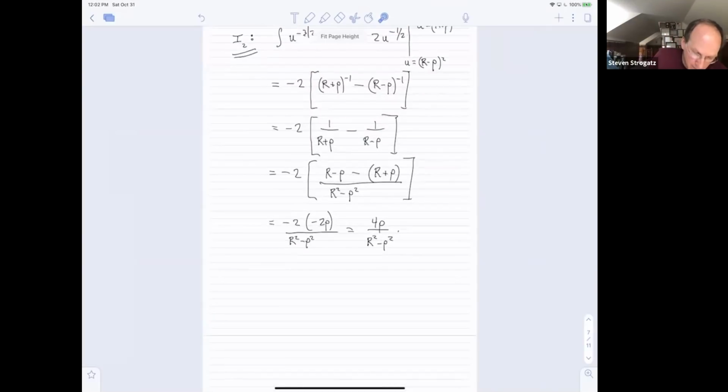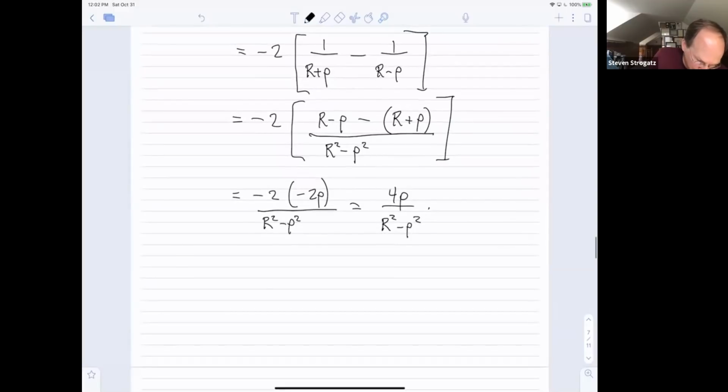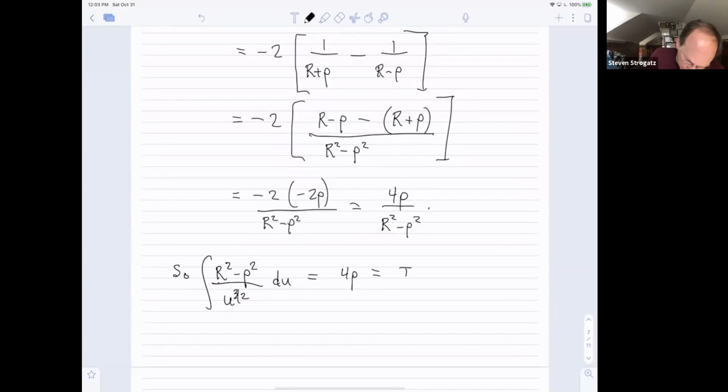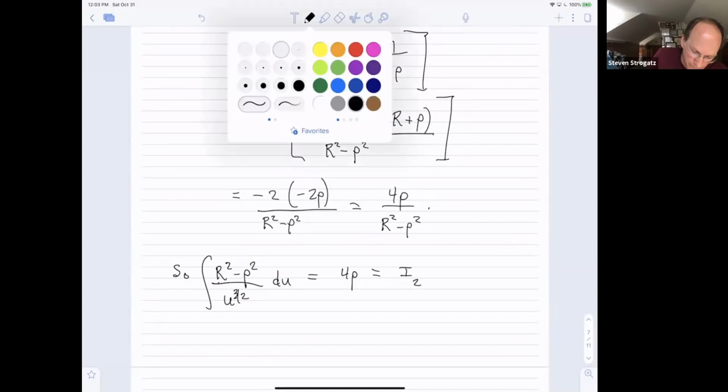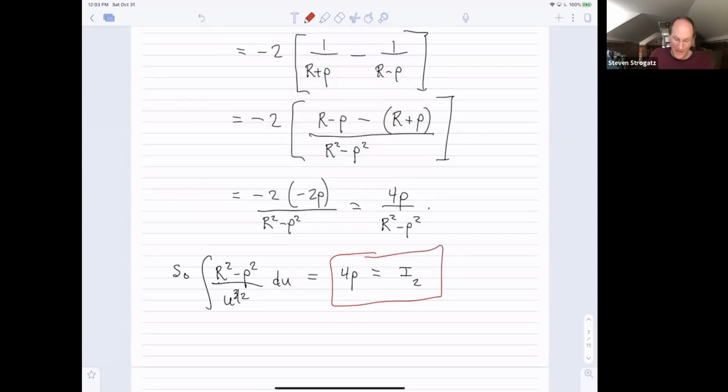So what is this coming down to? The summary is, the integral of r squared minus rho squared over u to the 3/2 du, by this cancellation of this term with this term, is going to give that this all equals 4 rho. This is my I2. So that's coming out pretty nice, as Larry David would say. Pretty good.